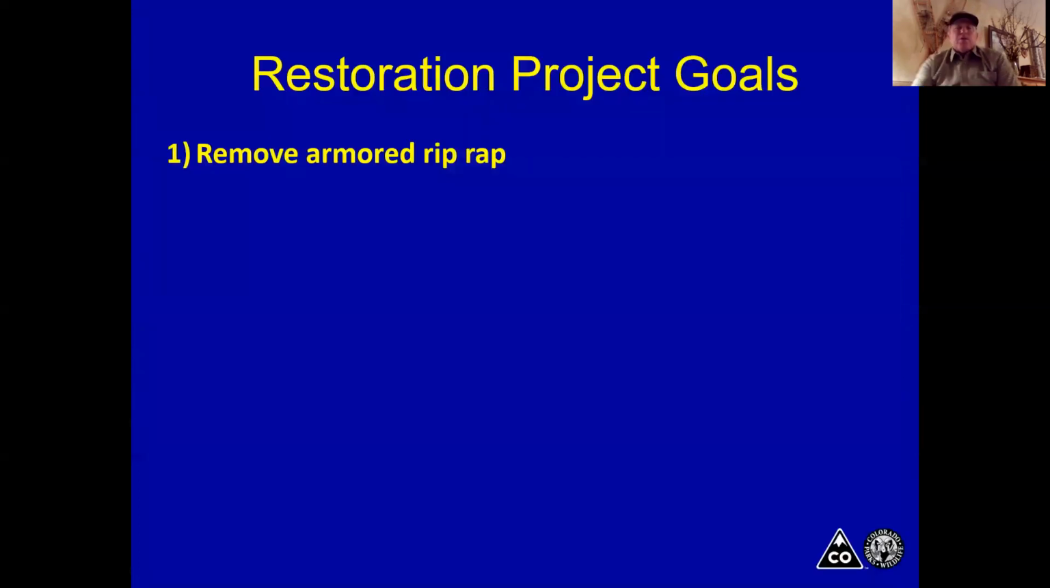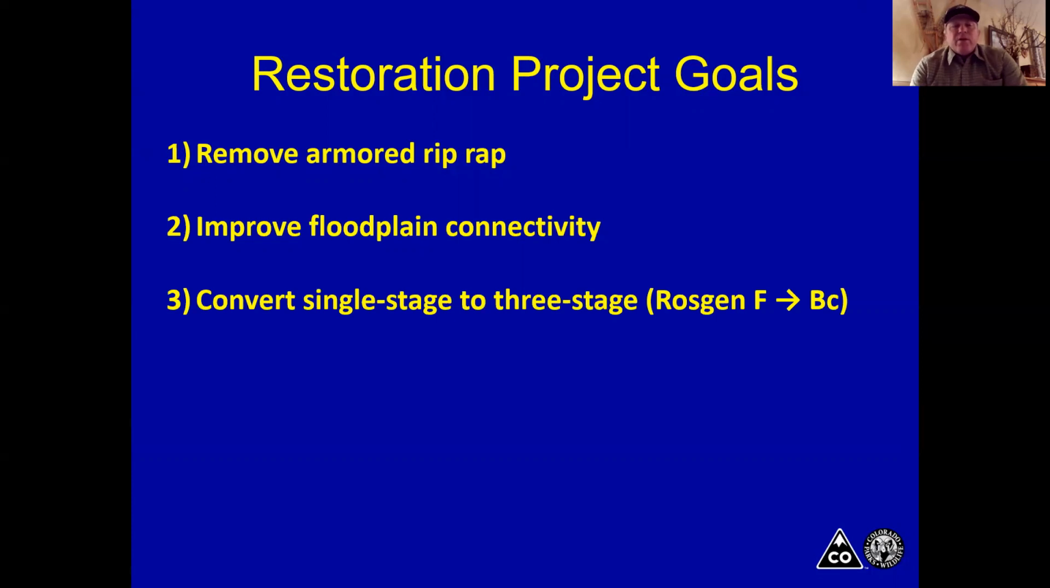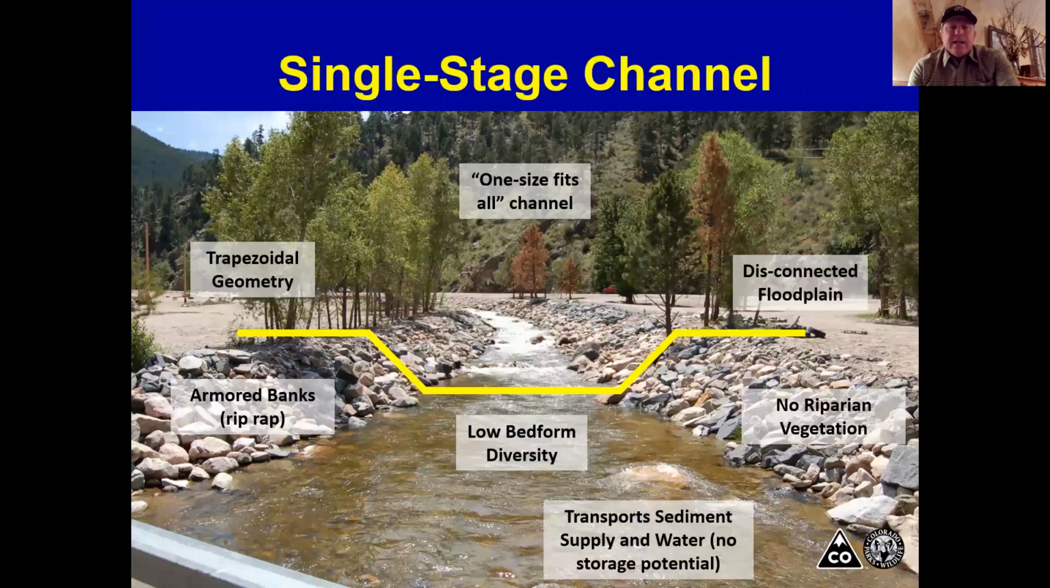So in terms of restoration goals, the main goals were, first, we wanted to remove that armored riprap off the banks to try to make this a more natural channel and not lock the channel in place. We wanted to improve floodplain connectivity by establishing and actually constructing a floodplain. We wanted to convert a single stage channel, meaning just a single channel cross section that's expected to hold all the discharge at all different levels with no floodplain involved, to what we call a 3-stage channel. I'll explain that a little more clearly in a second.